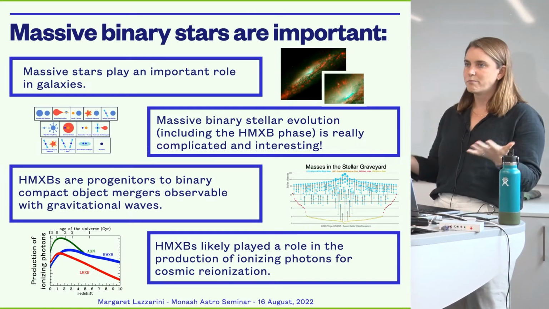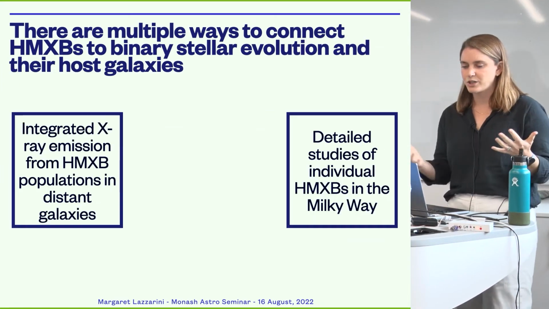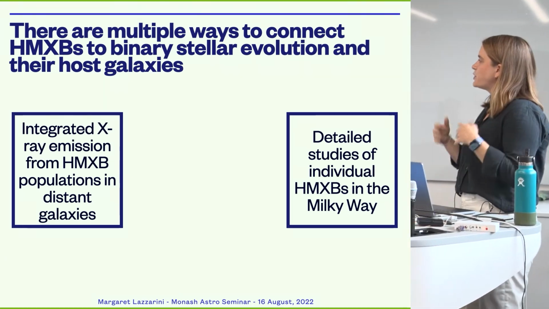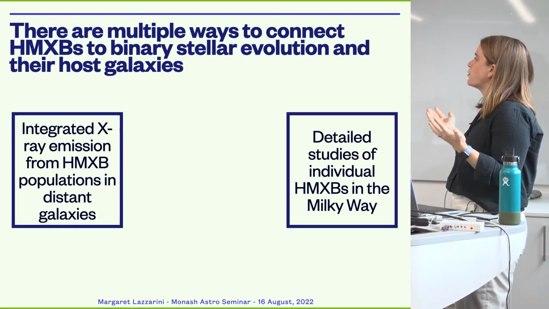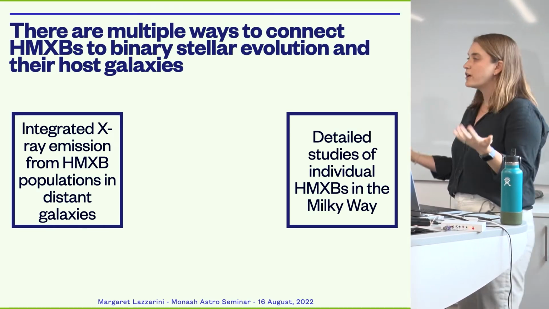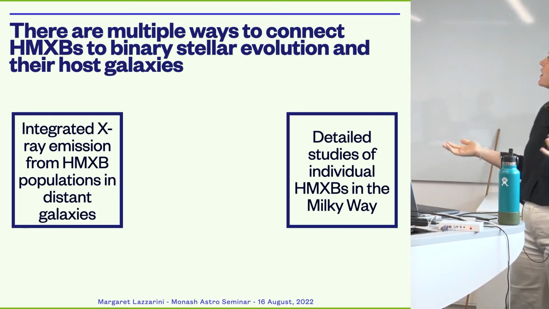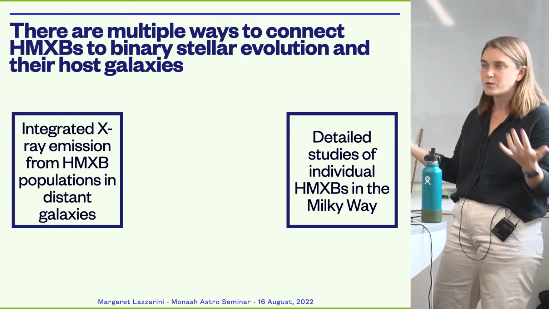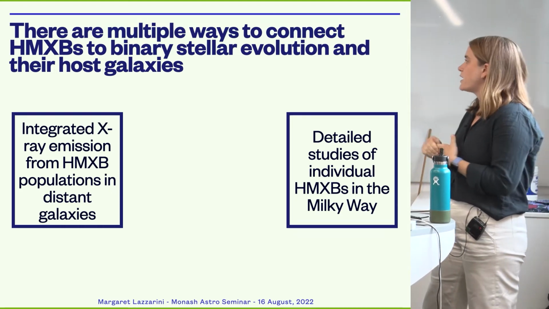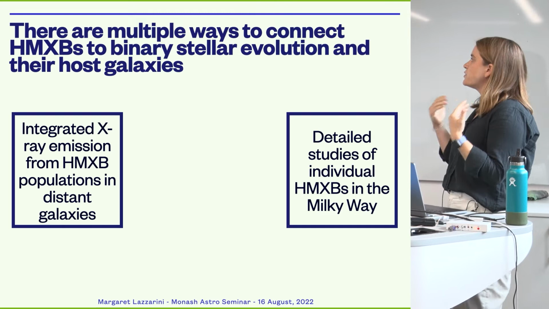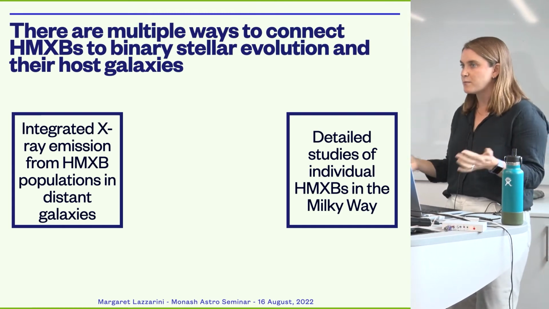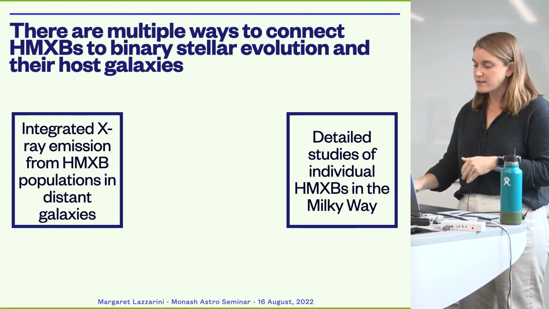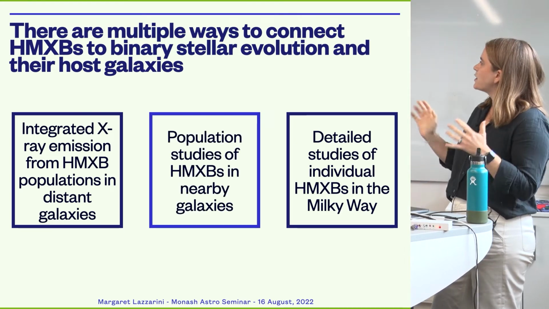So motivation and background aside, how do we actually go about using HMXBs to answer these types of questions? There are several different ways you can go about this. You can study integrated X-ray emission from more distant galaxies, looking at how the X-ray luminosity of these systems scales with galaxy-wide parameters like star formation rate, stellar mass, and metallicity. You can do detailed studies of individual systems in the Milky Way, which allows you to do more detailed accretion physics type studies. And the work that I do lies somewhere in between.